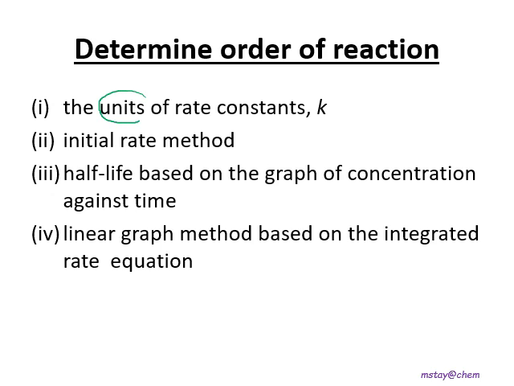First, we look at the unit of the rate constant. Second, we call it the initial rate method. Third is based on the graph of concentration versus time. And then the fourth is a graph method as well, but this time we need to focus on the linear graphs based on the integrated rate equation.